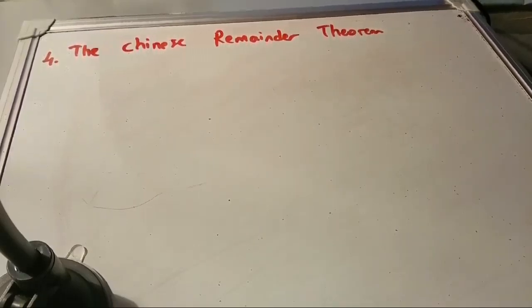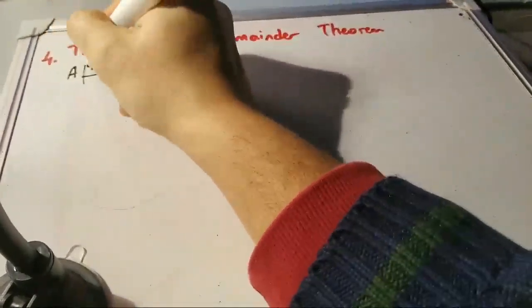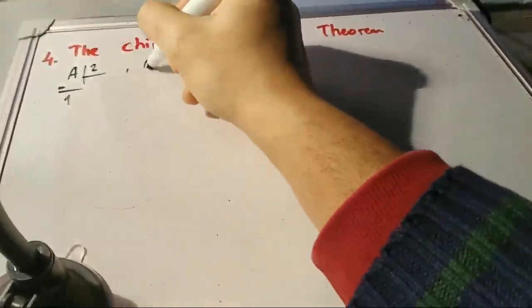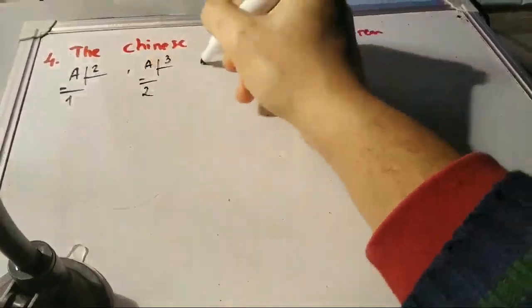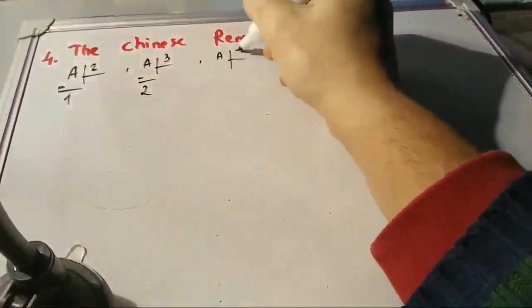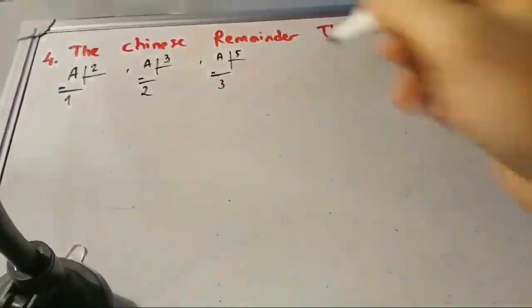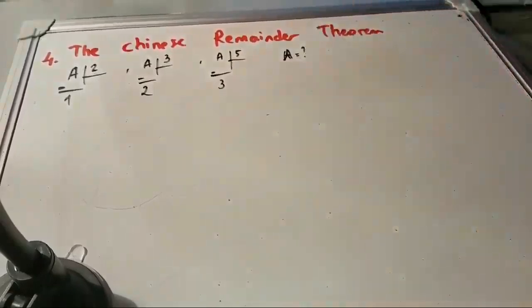As in the division algorithm, when we divide a by 2, the remainder is 1. By 3, the remainder is 2. By 5, the remainder is 3. What is the value of a? What is a?